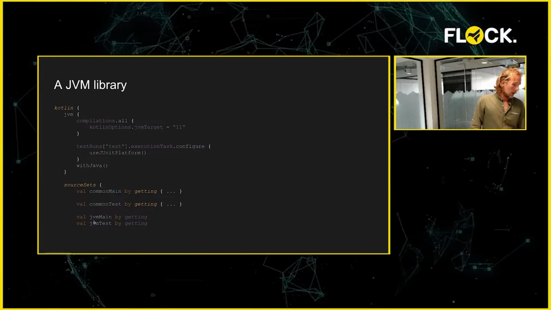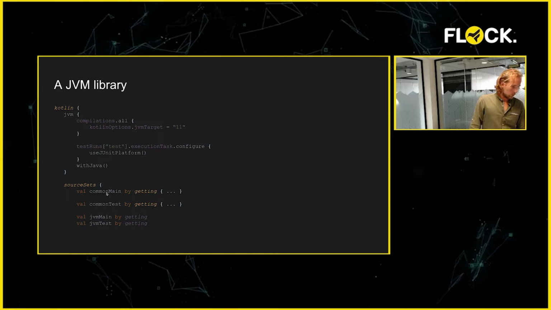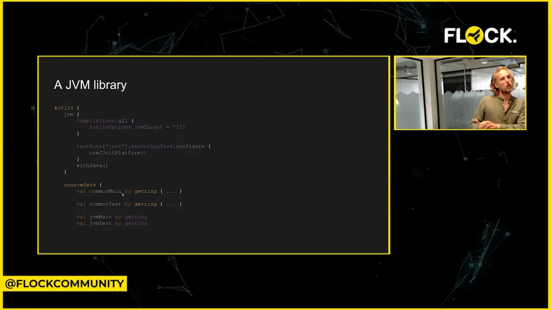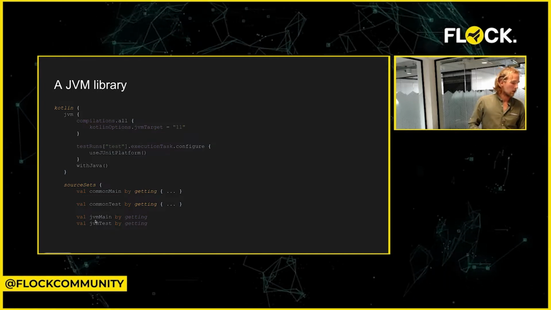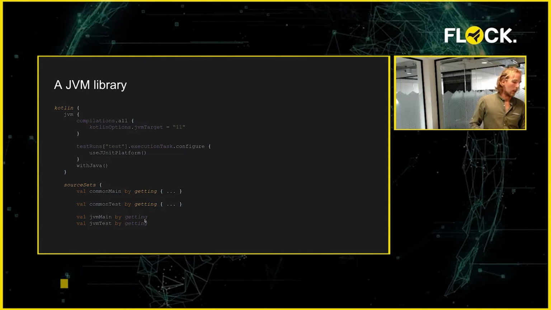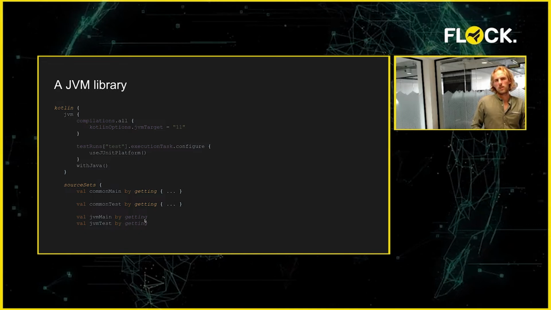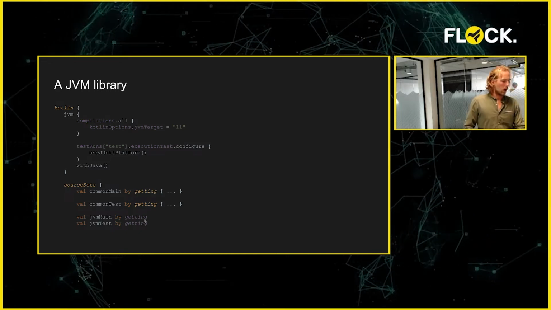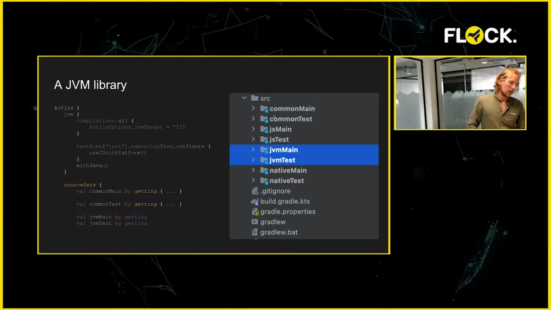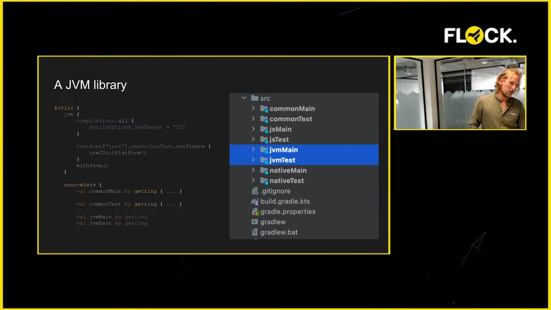And then we have the source sets. We already started with the common main and the common test source sets, in which we did the function that we just described, and now I'm adding the JVM main and the JVM test, which allows me to also add dependencies and stuff. I'll show you in a bit what it looks like. So we've got a source, and in that source we have the common main and the common test, and now we're adding the JVM main and the JVM test.